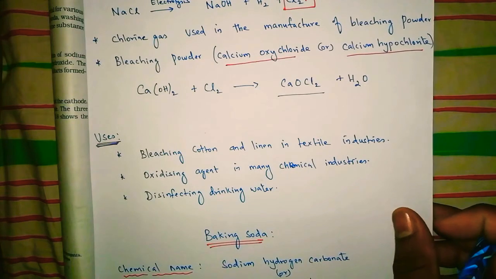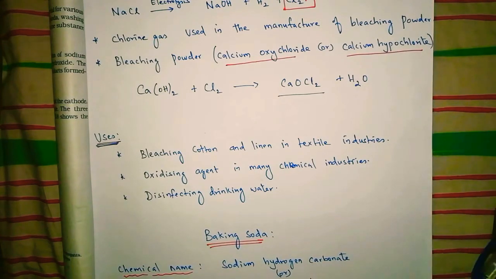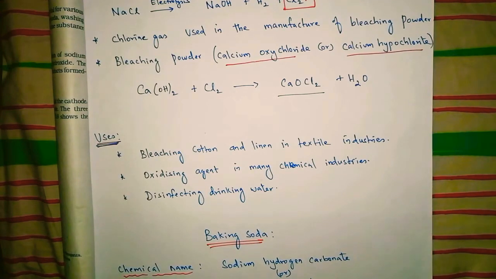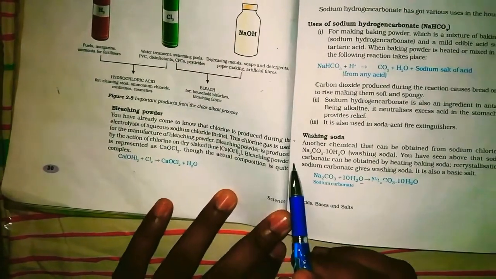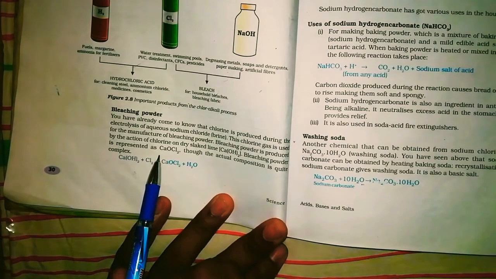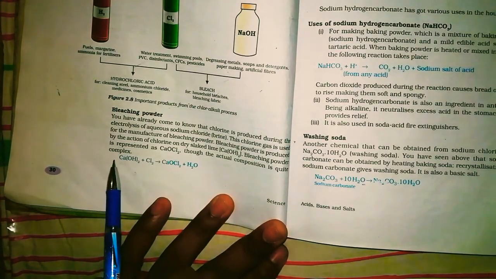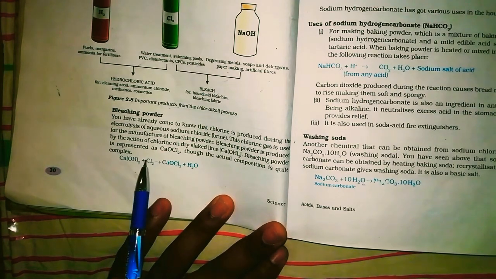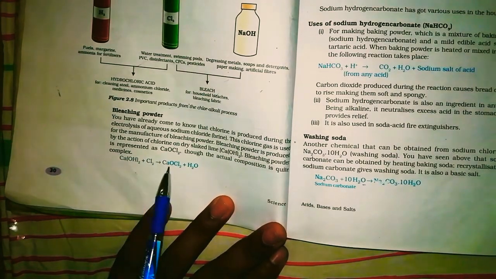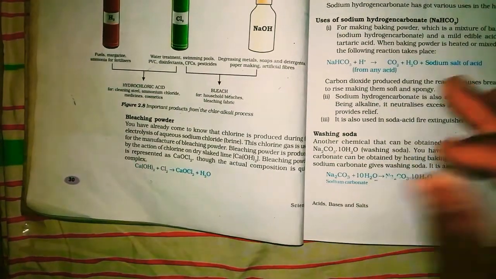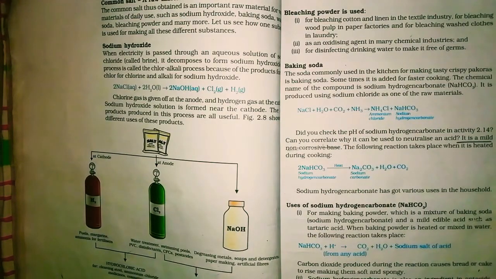Okay, let's see what the important things given in your book are, and if it is important, please underline it in your book. Bleaching powder is represented as calcium oxychloride, though the actual composition is quite complex, right. It is really complex. That is why it is given as a simple equation. Now we are going to see some uses of bleaching powder.